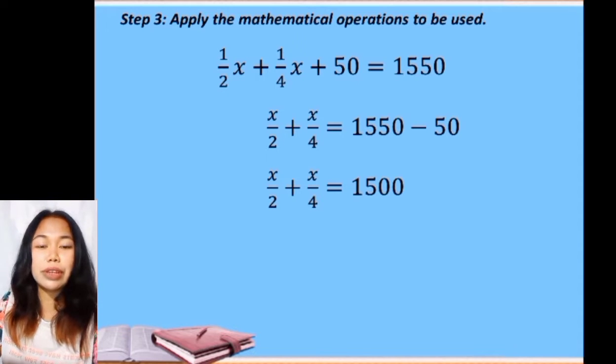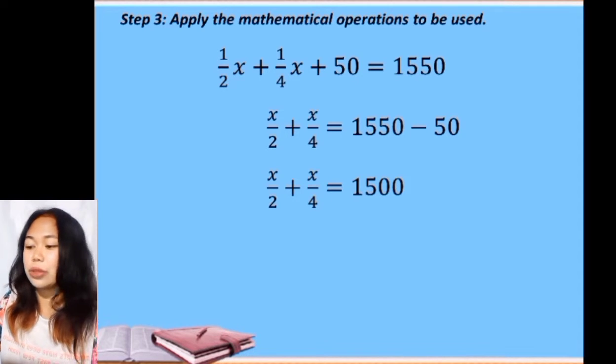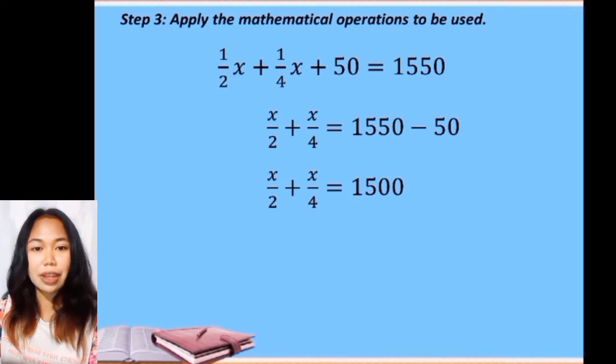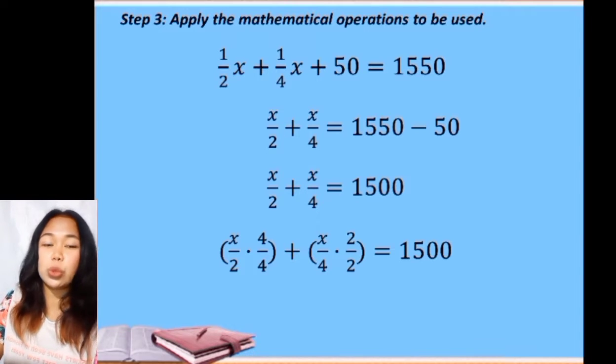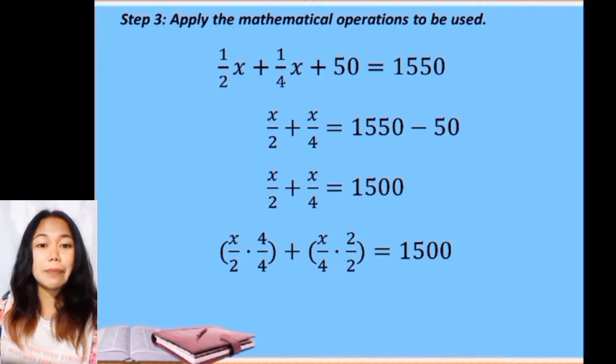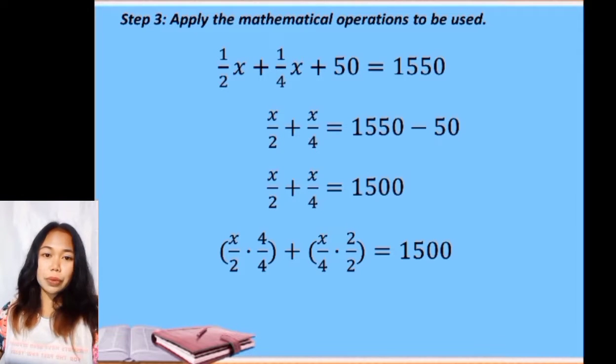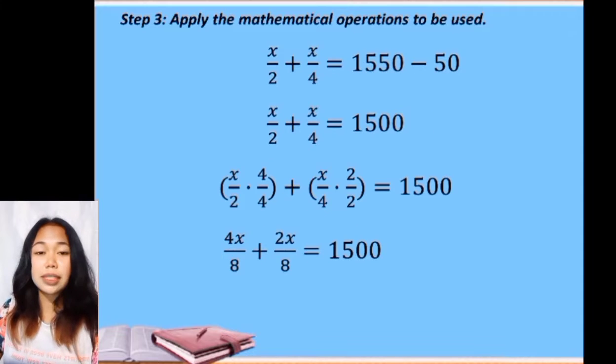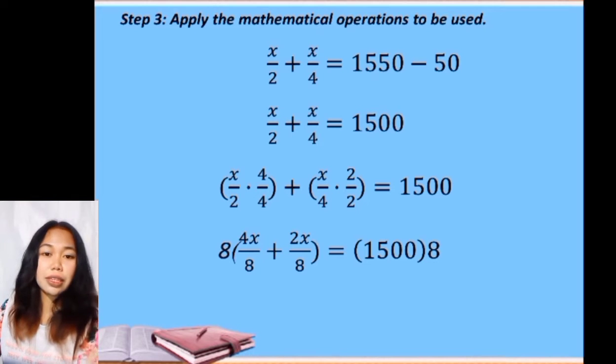The common denominator they have is 8. To get the 8, we have to multiply the numerator and the denominator of X over 2 by 4. Same as well for X over 4, to be multiplied by 2. And we're going to cross multiply it. X times 4 equals 4x, 2 times 4 equals 8, plus x times 2 equals 2x, and 4 times 2 equals 8, with a total of 1,500.